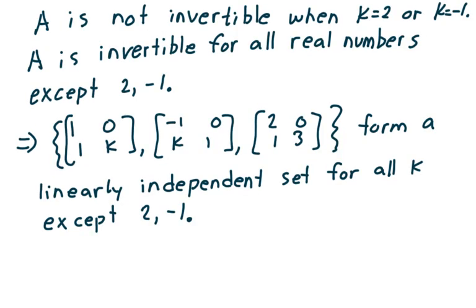A is not invertible when k is 2 or k is -1. And so A is invertible for all real numbers except 2 and -1. It's going to be invertible for all other values of k. And so therefore, the set containing the matrices [1, 0; 1, k], [-1, 0; k, 1], and [2, 0; 1, 3] form a linearly independent set for all k except 2 and -1.